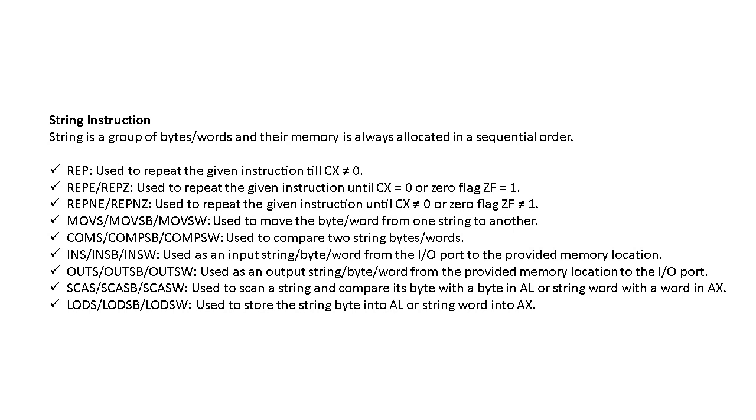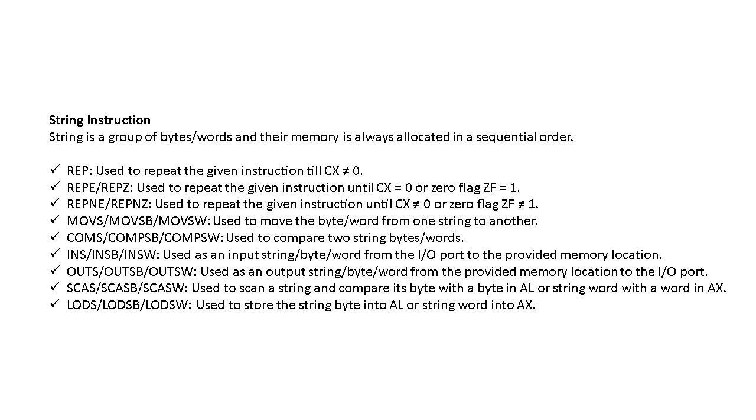MOVS or MOVSB or MOVSW, used to move the bytes or words from one string to another. CMPS or CMPSB or CMPSW, used to compare two string bytes or words. INS or INSB or INSW, used to input string byte or word from the input output port to the provided memory location.